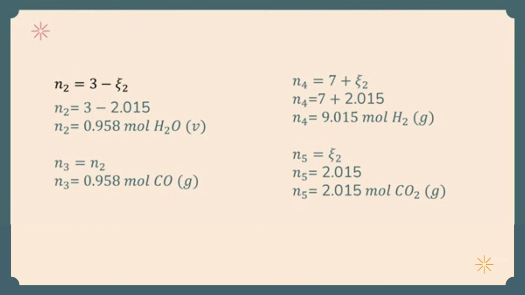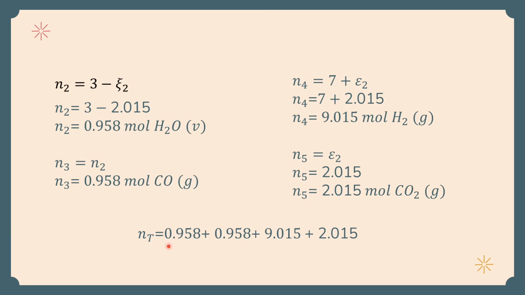First, we will write the equation that we wrote on the previous slide. So now we're going to substitute 2.015 into all the extents of reaction inside. And then for n2, after we substitute and calculate, we'll get 0.958 mole H2O. Using the same method for n3, n4, and n5. After this, calculate the total mole by summing up all these four unknowns together, and this is the output stream total mole. We will get a value equal to 13 mole. This is useful for our last steps of calculation.